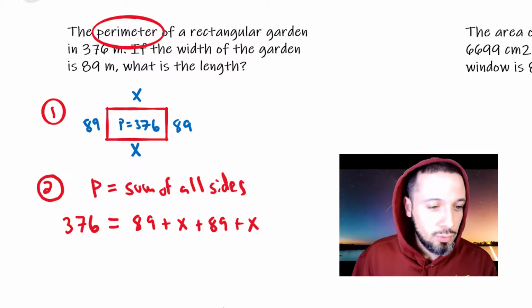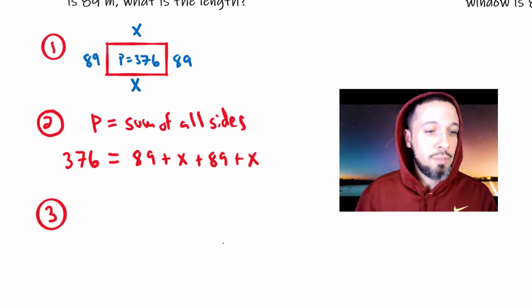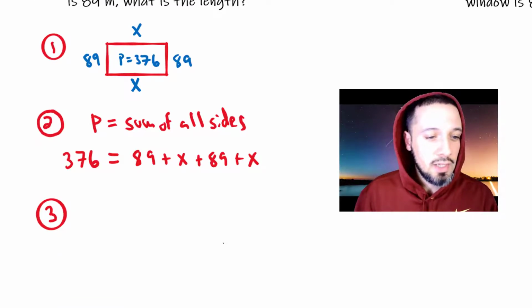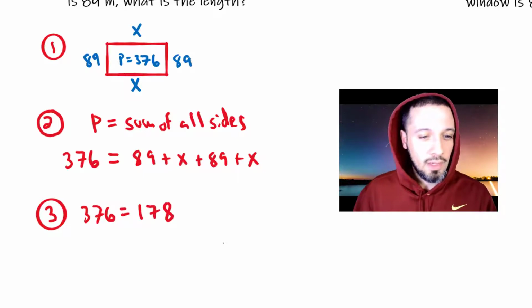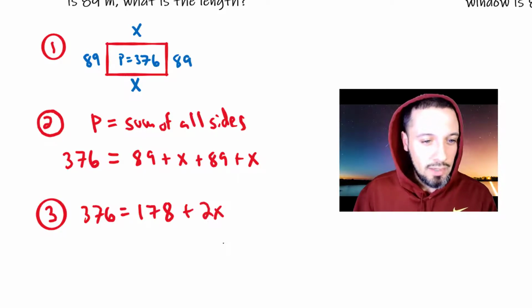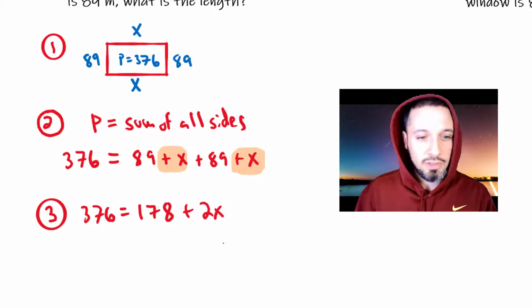So I'm going to go to step 3 now, which is to solve it. In step 1, I'm just going to combine like terms on the right side. So I get 376 equals 89 plus 89, which is 178. And then x plus x is equal to 2x. So again, I combined the x's together, x plus x, that's the same thing as 1x plus 1x. And then the 89 plus the 89, those are the like terms. And now I continue solving it.